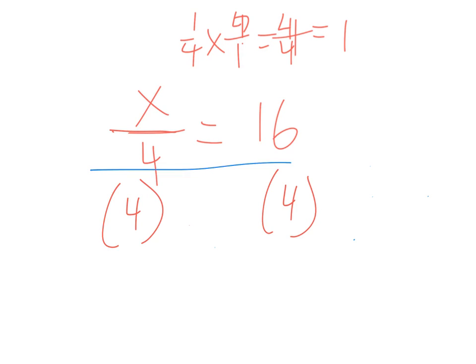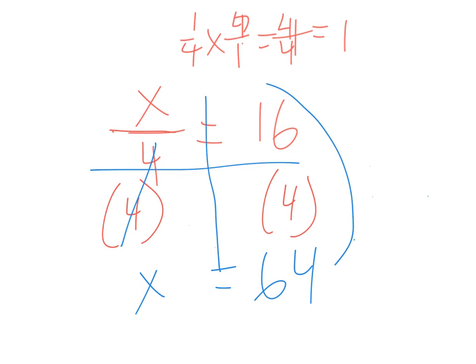And let's not forget our t-chart there, okay? Whatever we do on one side, do the other. So these are going to cancel out, and you're left with just the x on top. 16 times 4 is 64, okay? And if we plug this back in here, 64 divided by 4 is in fact equal to 16, so that would work, okay? Take your time with these.